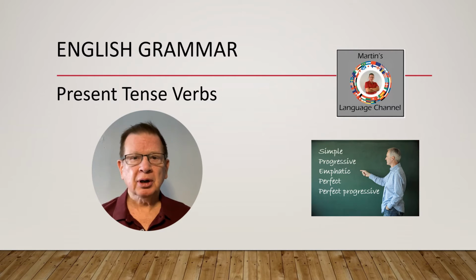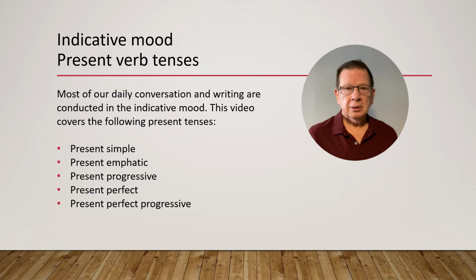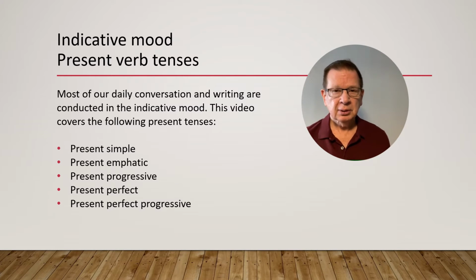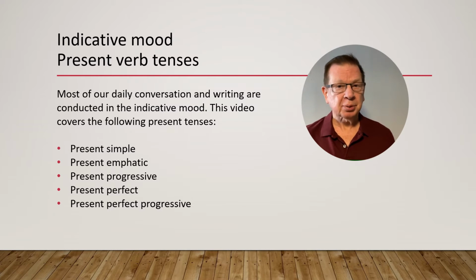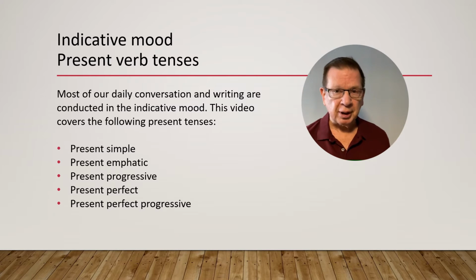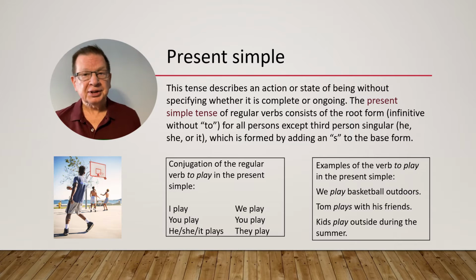Today we're going to talk about the present tenses of English verbs. Most of our daily conversation and writing are conducted in the indicative mood. We'll start with the different present tenses in the indicative mood: present simple, present emphatic, present progressive, present perfect progressive. First, let's take a look at the present simple.